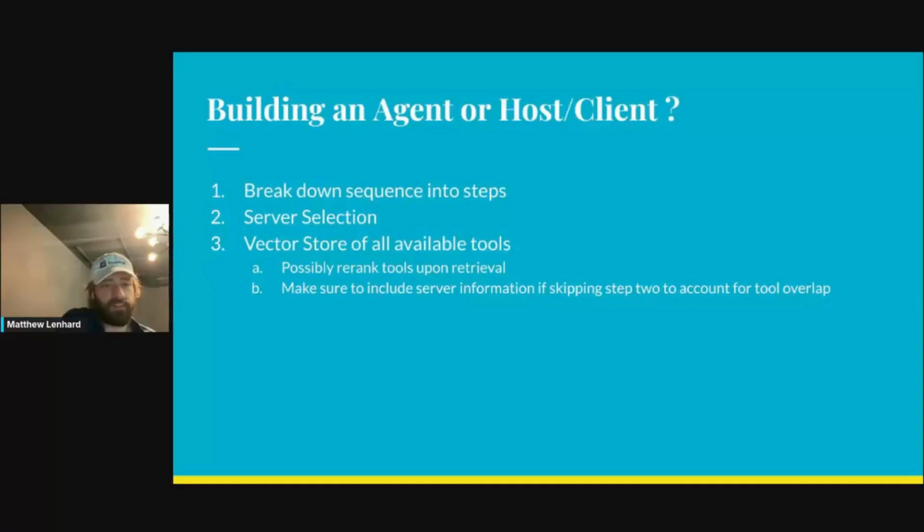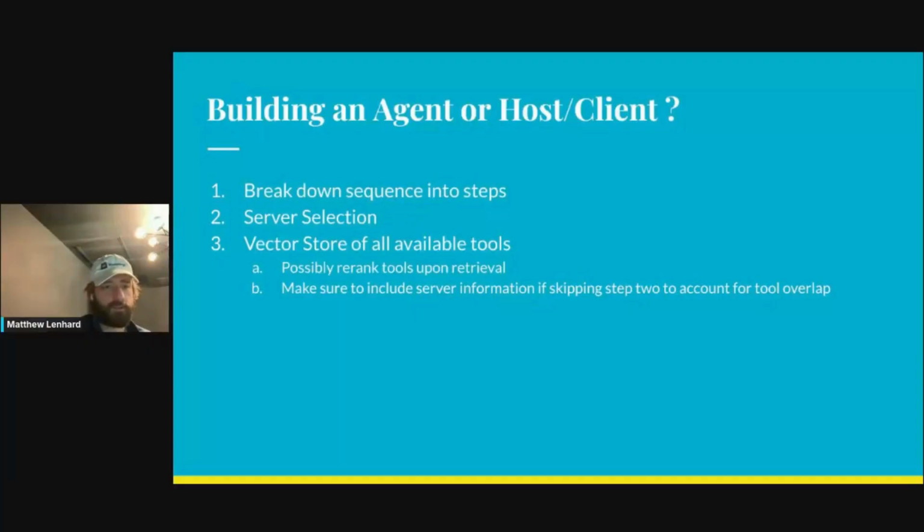Something to keep in mind is if you're using publicly available tools, you need to embed the server description as well, because there might be a search tool on the GitHub MCP server, and there might be a search tool on the YouTube MCP server, but they might not necessarily specify the upstream server name. So make sure you're passing that in alongside your tool call descriptions. And then the other thing you can do is re-rank the tools upon retrieval.